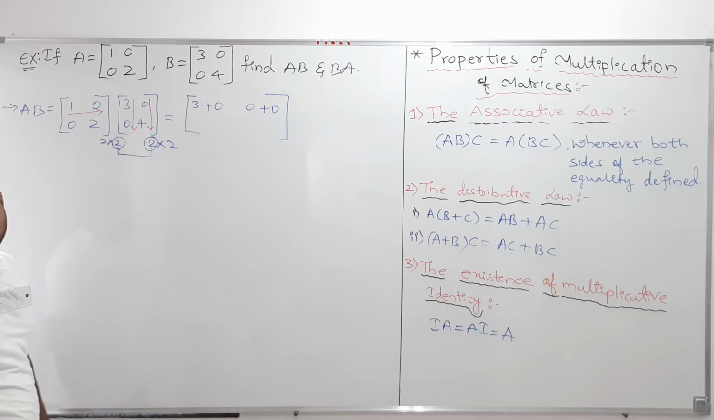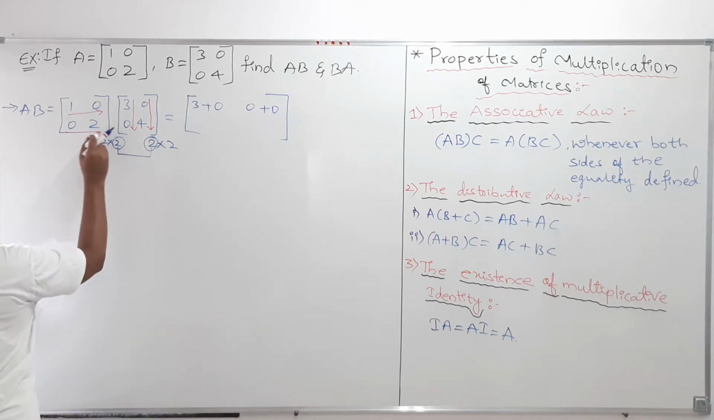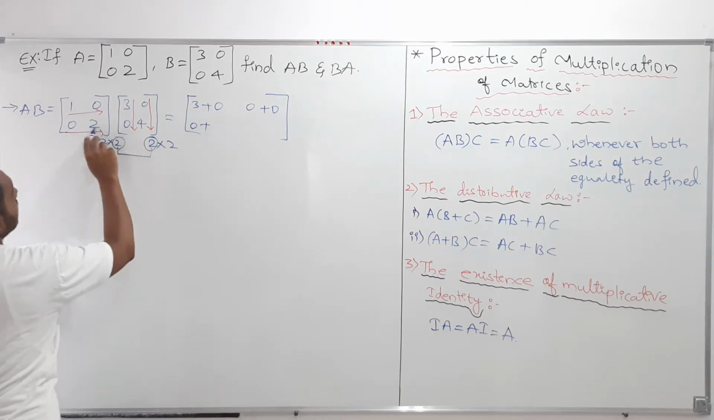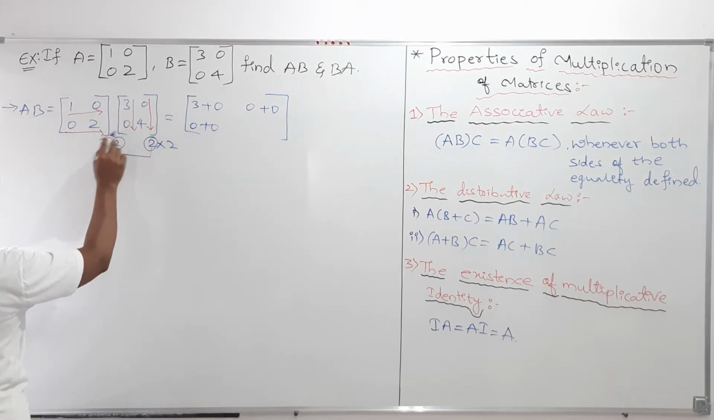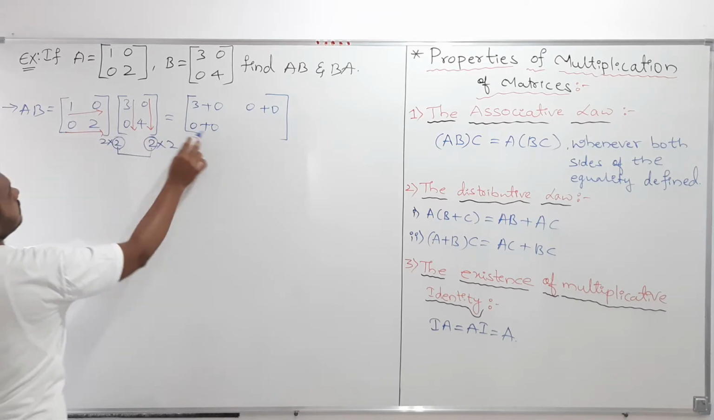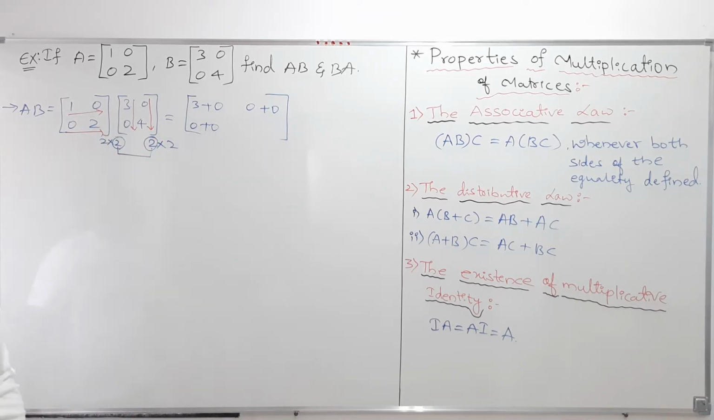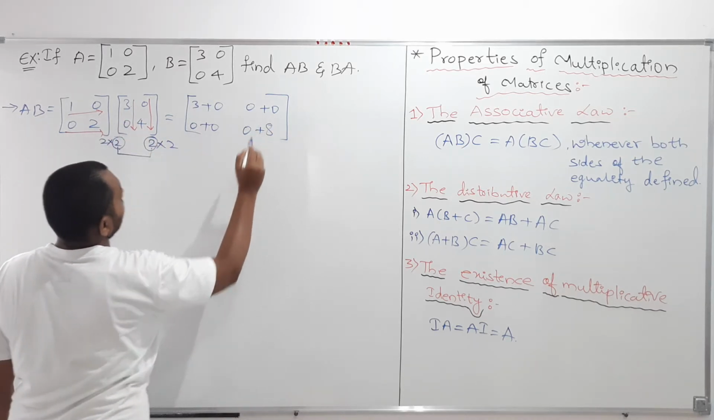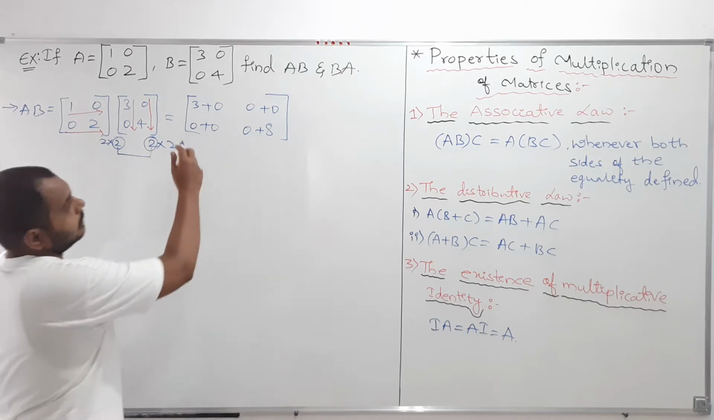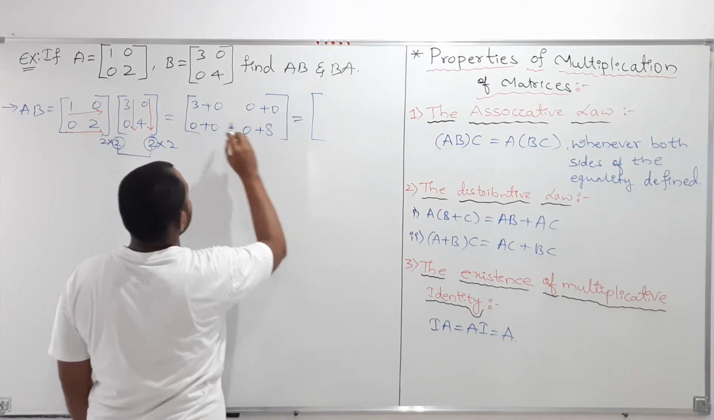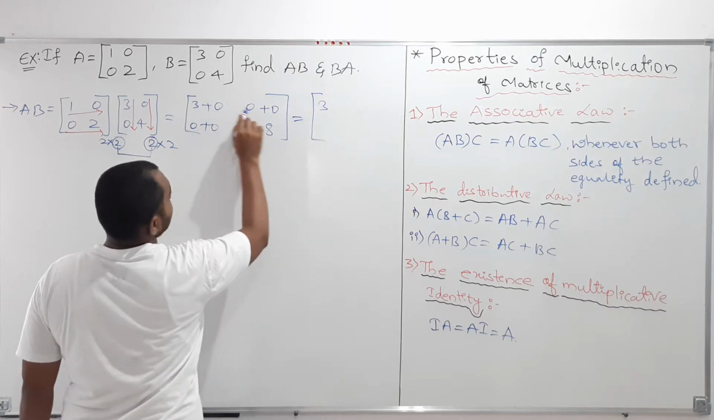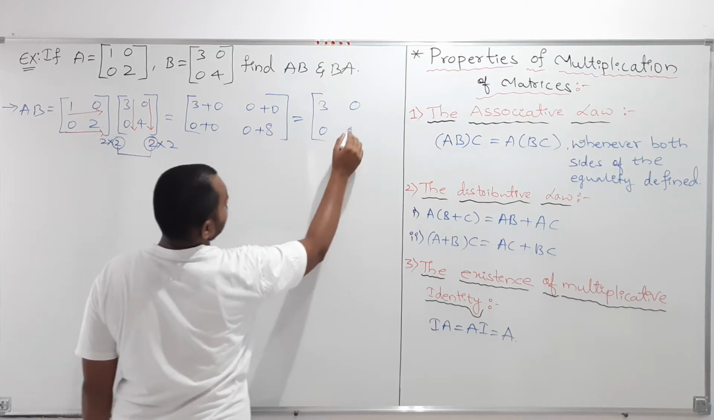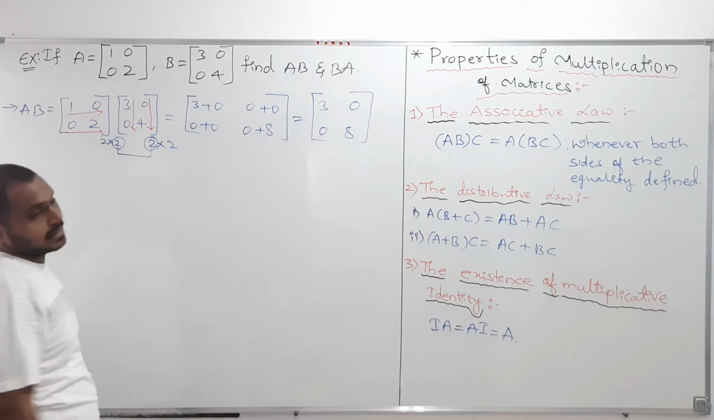Clear? Next, second row, first column: 0 into 3 is 0, plus 2 into 0 is 0. Next, second row, second column: 0 into 0 is 0, plus 2 into 4 is 8. If you simplify this further, you get 0 plus 3 is 3, 0 plus 0 is 0, 0 plus 0 is 0, 8 plus 0 is 8. So this is your AB value.